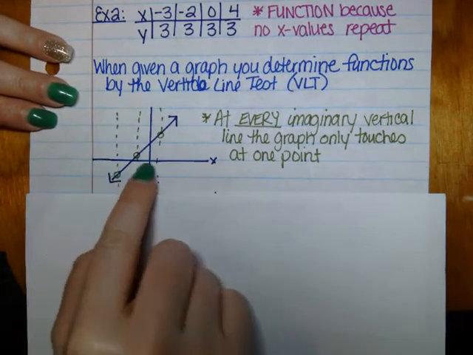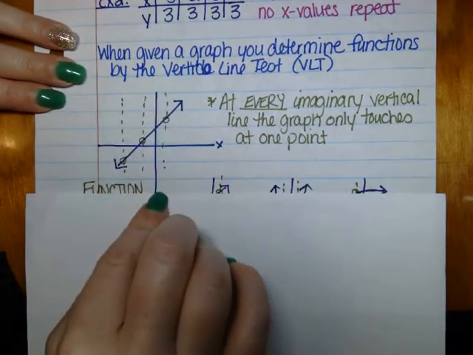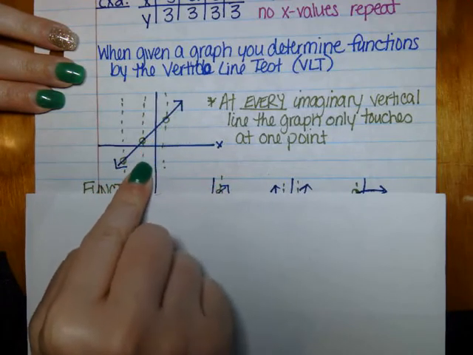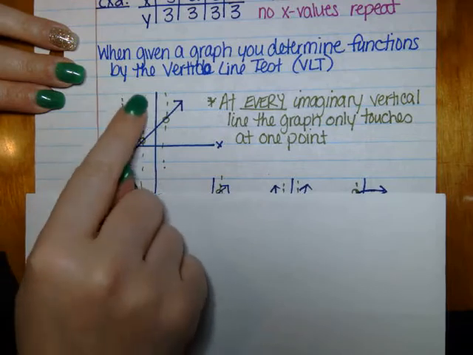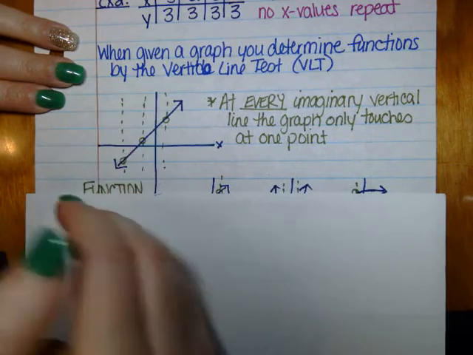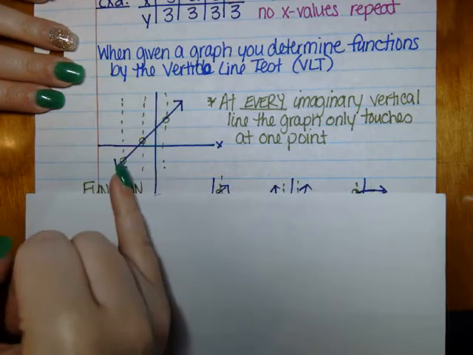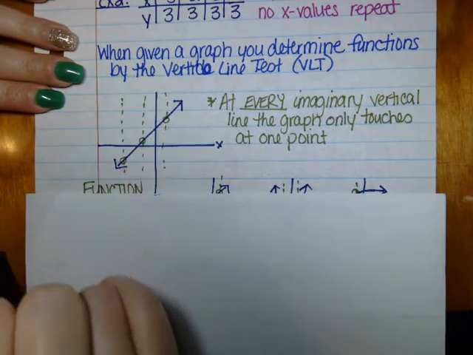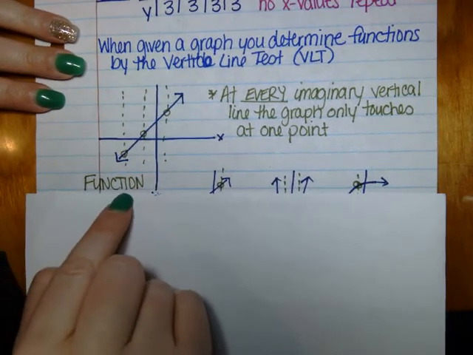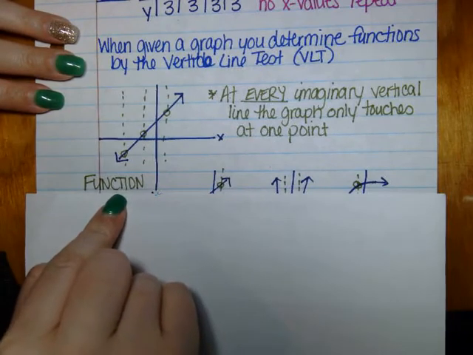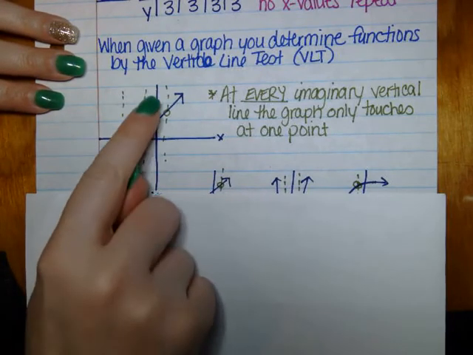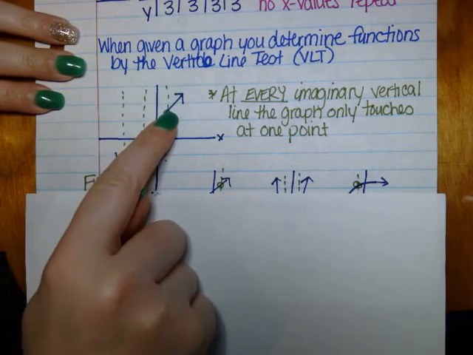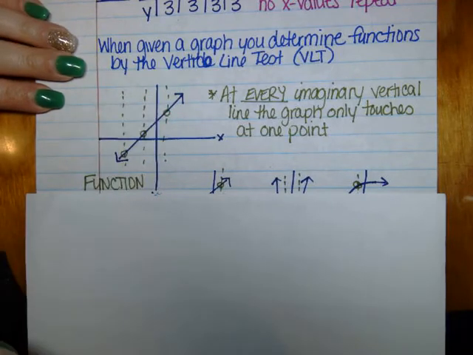So, if this is my coordinate plane, I have this blue line. If I were to draw imaginary vertical lines as often as I want, that graph can only touch in one place at a time. So this would be considered a function because at this point it's only touching once. At this vertical line, it's only touching once. At that vertical line, it's only touching once.